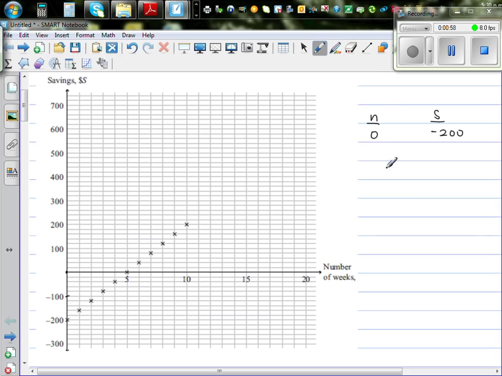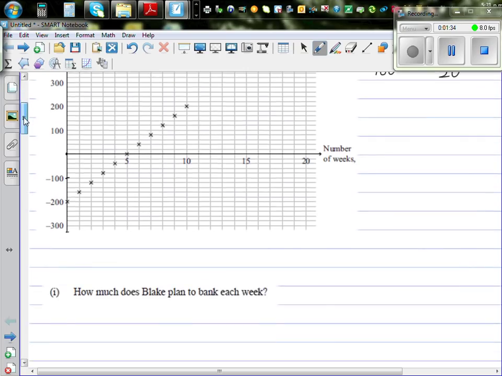Okay, so after week one, he had minus 200, this is minus 180, and this is minus 140. I'm not going to write all the values. When it is zero, in the fifth week, let me go directly to the fifth week, he had a saving of zero. That means he had no overdraft. In the 10th week, he had a saving of 200. Now what is this telling me? Now what's the question?